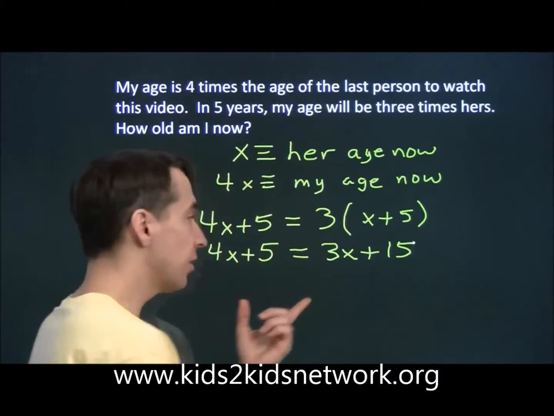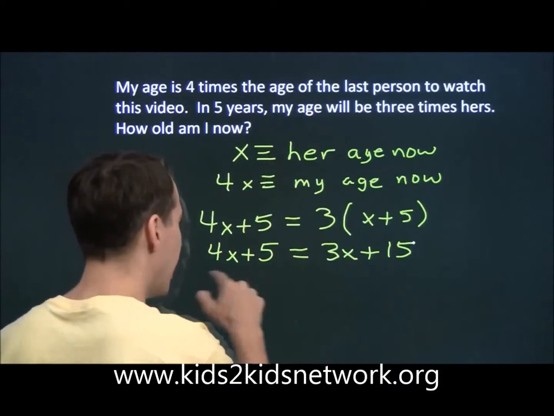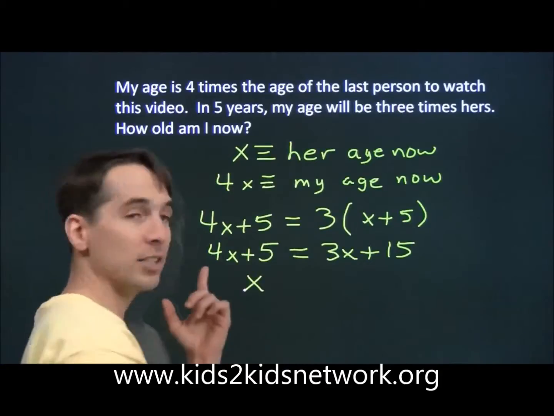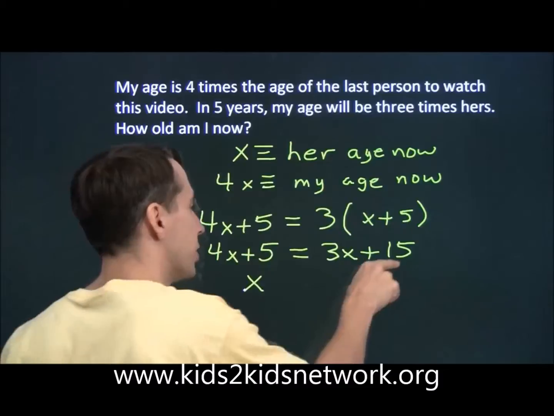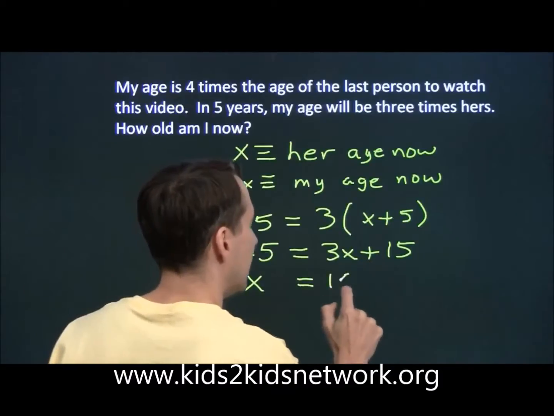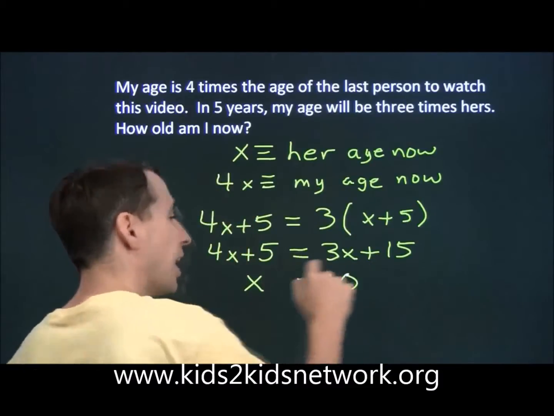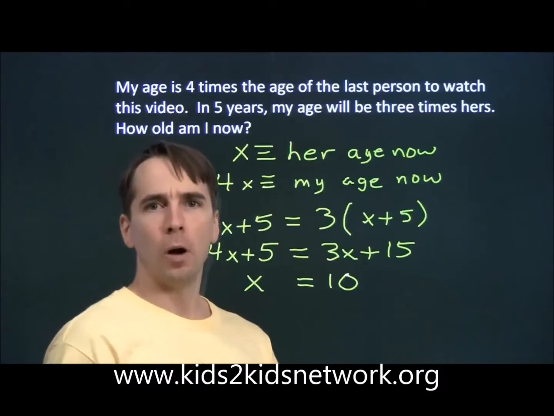Then we isolate the variable. We'll subtract 3x from both sides. That'll leave us just an x over here, and the 3x is canceled on the right. And then we subtract 5 from both sides, and 15 minus 5 is 10. And if you just circle that as the answer, you'll be wrong.